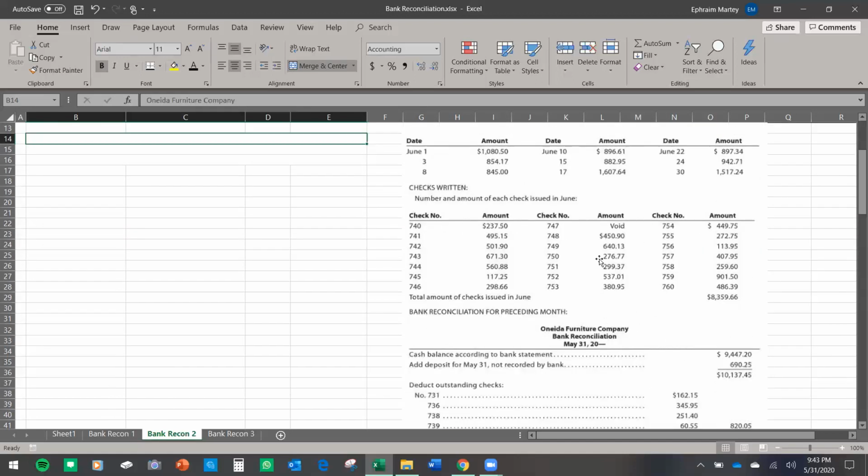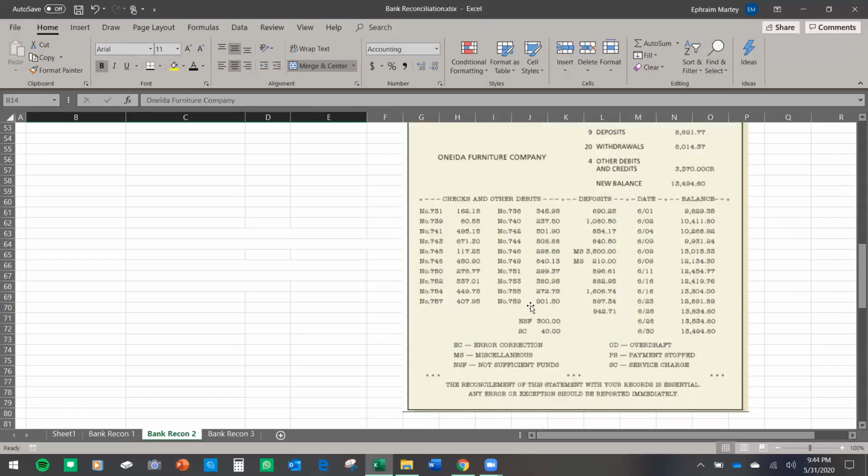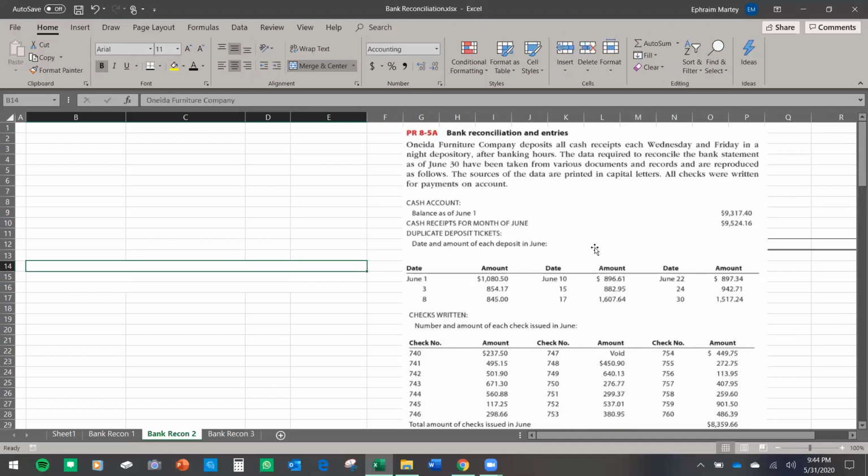So all these are checks. And then this is the bank statement. So usually this is how a bank statement comes. They have all the checks and everything that happens. So they have recognized all these ones, which means they came through, and these are all the deposits. So deposit here and then checks that are going out here. Okay, good. Now let's begin.